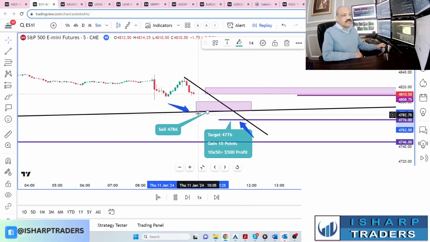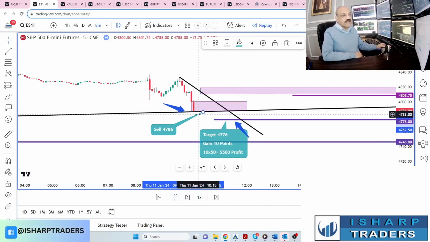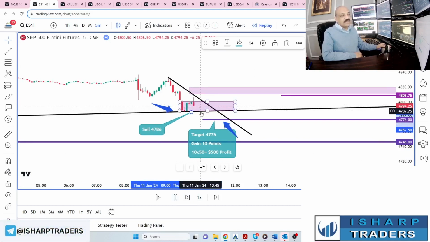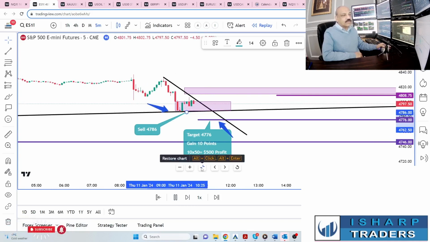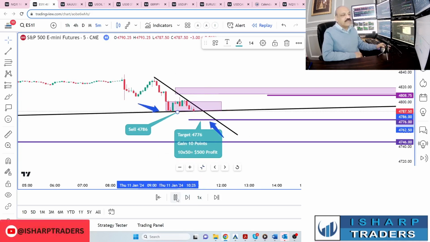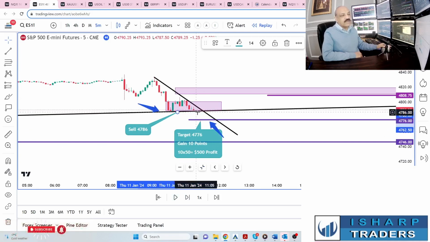So 10 o'clock we start our session and the market came down, hit this area, did not break it, and moved back. We're gonna wait until market breaks this area. If it is breaking up there, I will go for a buy. If not, then market is breaking this area. If it is breaking, I'll go and sell from here to there.